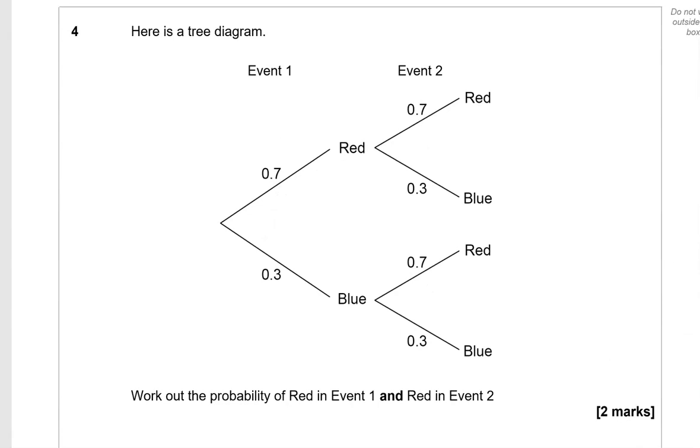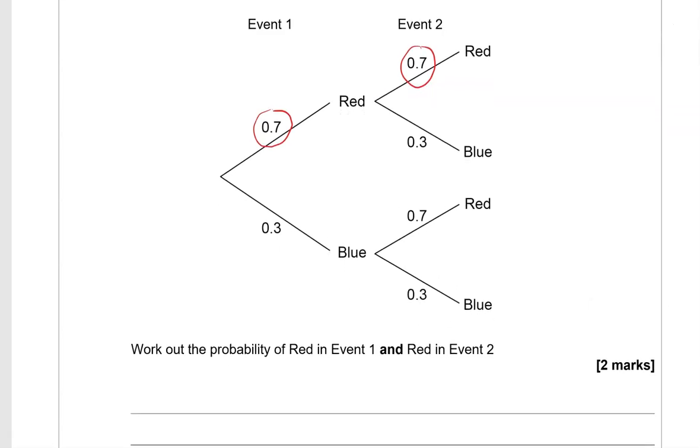Here is a tree diagram. Work out the probability of red in event 1 and red in event 2. So, event 1, red, that is 0.7. Event 2, red, that is 0.7. So, as we go across in the tree diagram, we always multiply. So, that's what we're going to do now. It's 0.7 times 0.7, which gives us 0.49.